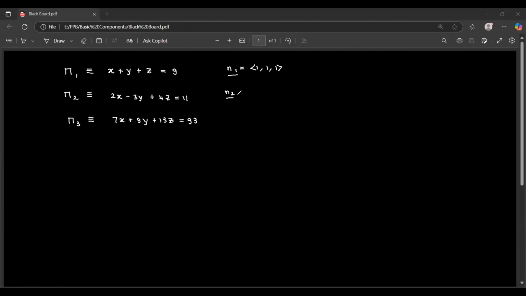Let me give you an example. Let's say this is what is given. Definitely you can say n1 is given as (1, 1, 1), n2 is given as (2, -3, 4), and n3 is given as (7, 9, 13). They are not parallel to each other. So the first three inconsistent systems are cancelled.